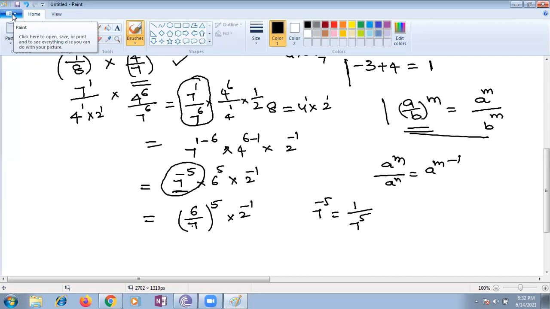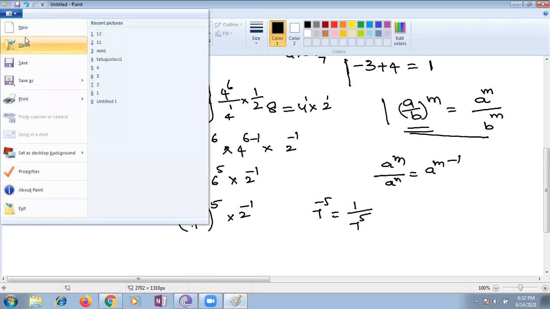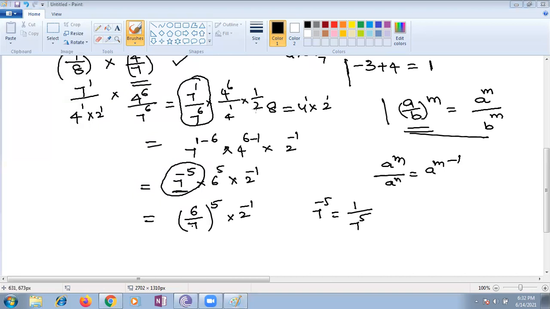Ma'am, I got 2 power 9 by 7 power 5. That is absolutely correct. Ma'am, I got 8 power 3 by 7 power 5. Okay, 8 power 3 means you can expand this, 6 raised to 5, is it equal to 64 or not?